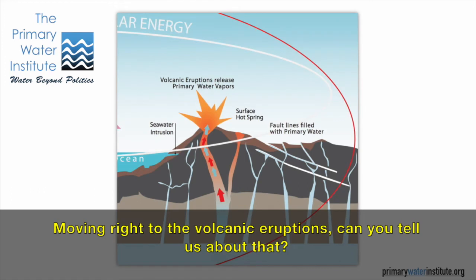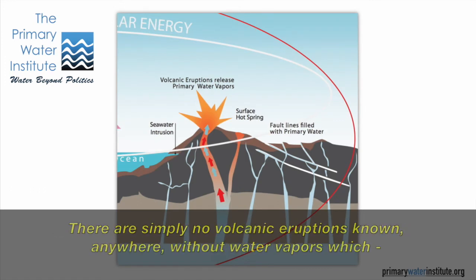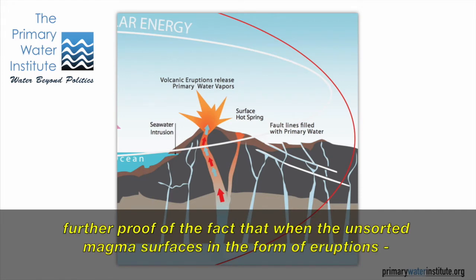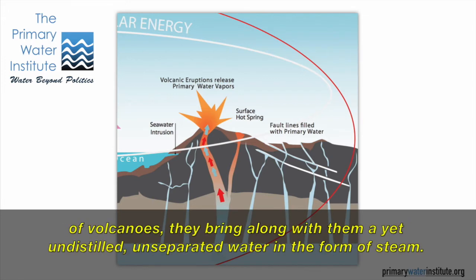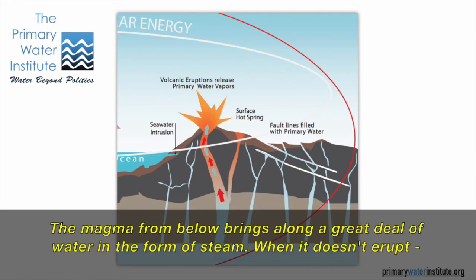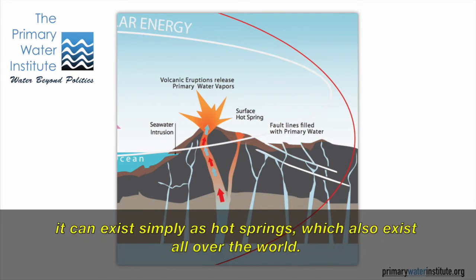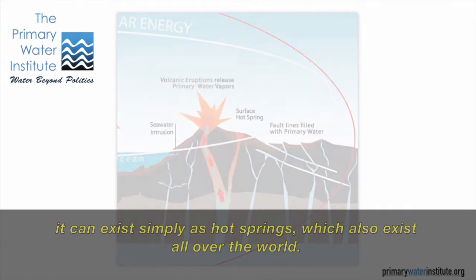Moving to the right, to the volcanic eruptions, can you tell us about that? There are simply no volcanic eruptions known anywhere without water vapors, which is further proof of the fact that when the unsorted magma surfaces in the form of eruptions of volcanoes, they bring along with them a yet undistilled, unseparated water in the form of steam. The magma from below brings along a great deal of water in the form of steam. When it doesn't erupt, it can exit simply as hot springs, which also exist all over the world.